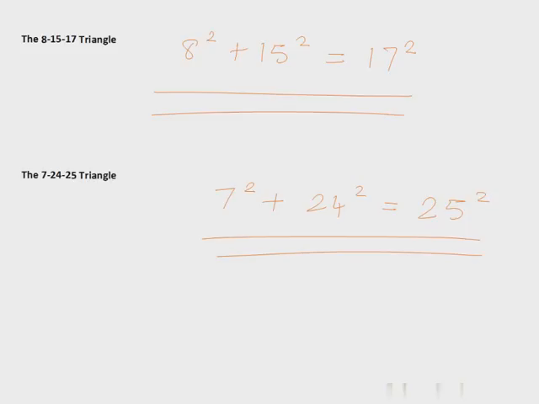Of course, I can scale them up. So 8, 15, 17 could become 16, 30, 34. This should also be a Pythagorean triple because I've just doubled everything. So this triangle and the triangle 16, 30, 34 will be similar triangles. They'll have the same shape. They'll have the same angles. Just the sides have been doubled. I can of course halve the sides. That would also be a Pythagorean triple.